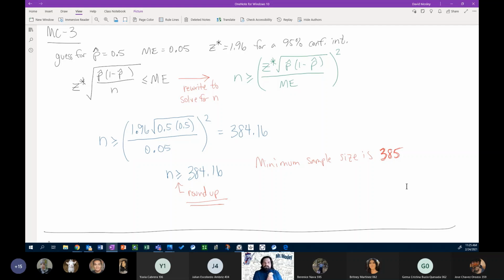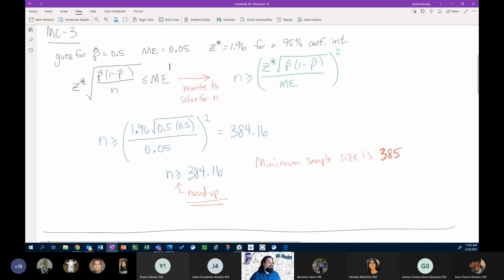In this scenario, we don't have a sample proportion to use. We don't have a previous study. We didn't take a small sample to start. So our guess for p hat will be 0.5. Remember, we have the two options. We can use previous results or some sort of estimate based on what we know, or we use 0.5 for our guess for p hat. So we're going to use 0.5. The margin of error that we want is 0.05. I'm listing the things that I'm going to use to start. The z star, the critical value, is 1.96 for a 95% confidence interval.